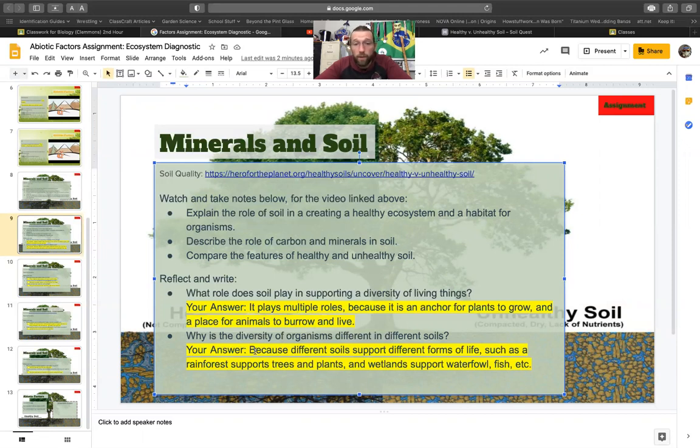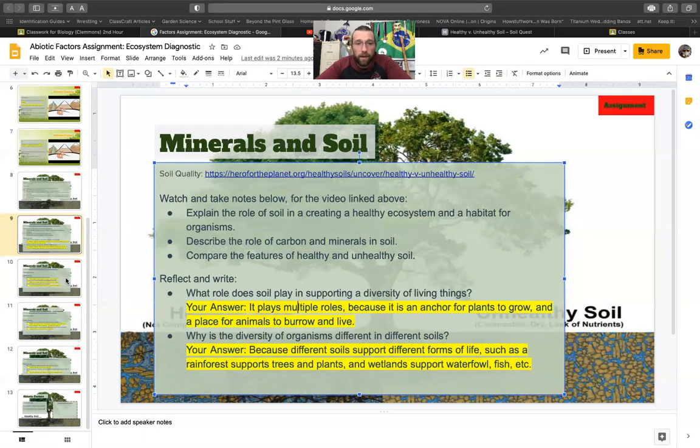Why is the diversity of organisms different in different soils? Well, because different soils have different compositions, and some aren't as healthy, full of nutrients for different organisms, different plants. Some of it's too compact to burrow in. Some of it, you get the point. So you have to actually explain yourself.